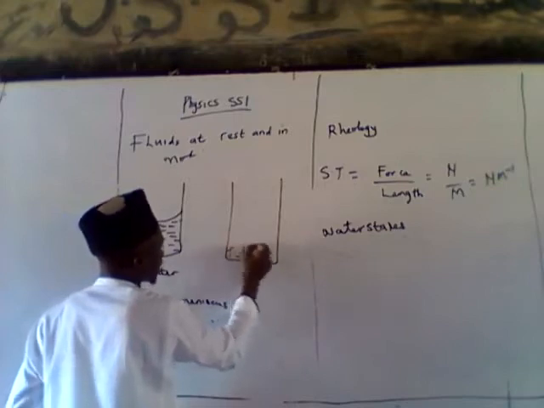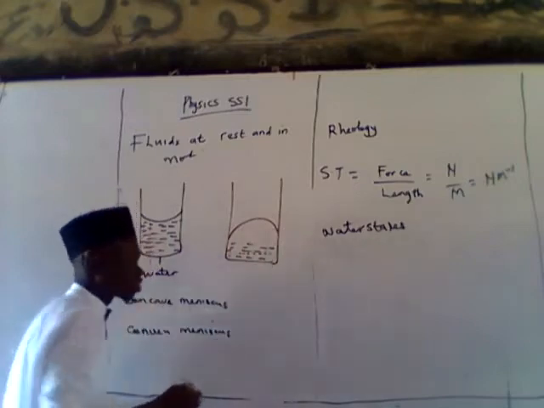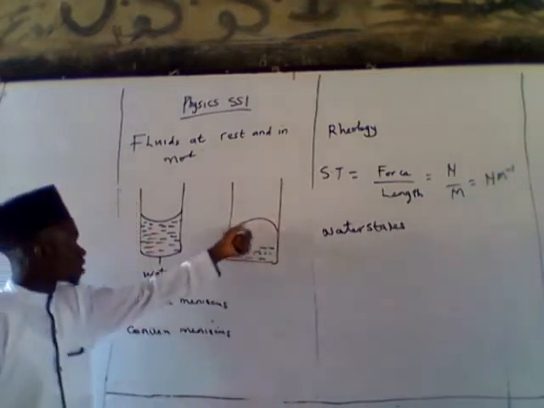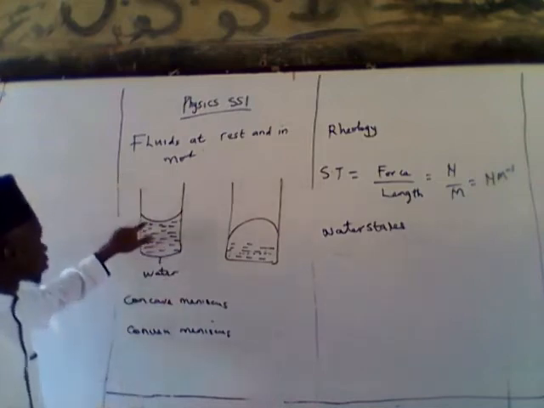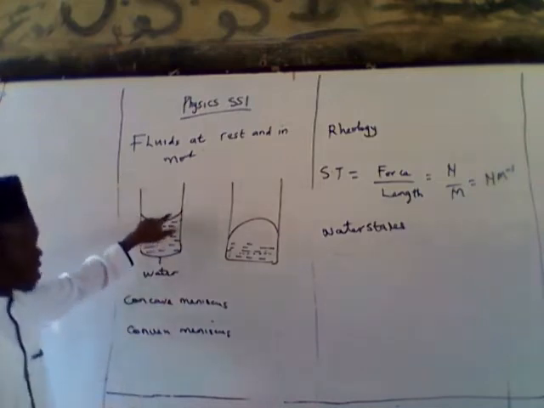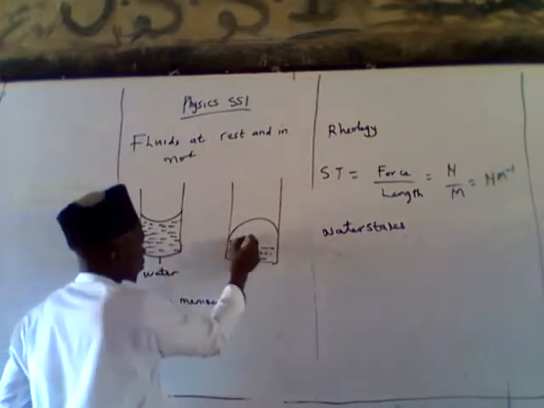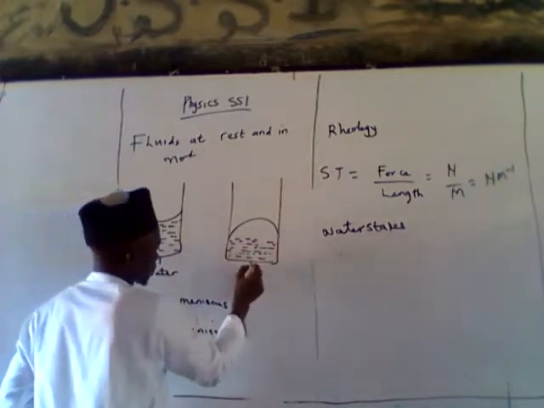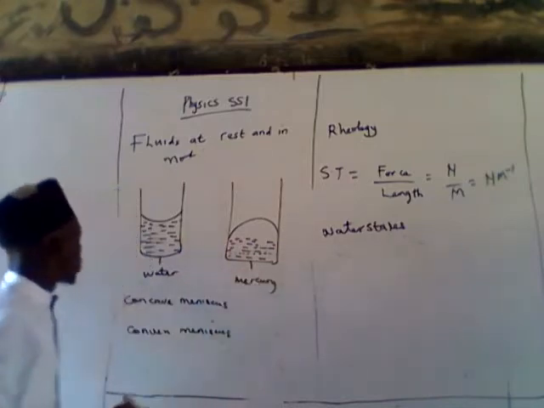So the meniscus of mercury is convex, because the meniscus curves outward. This one curves inward. You can see it's curved inward. So this is what we call a concave meniscus, and this is called a convex meniscus. So this is mercury. So you can see that now.